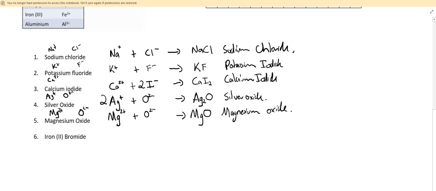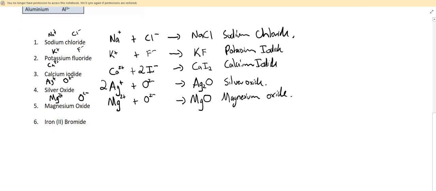Now you'll notice that we are not writing the charges on this side. When you get good at these, you can just do them in your head, but we never write the charges into the actual formula for an ionic compound. We always just write the ionic compound as the symbols, and a chemist will know that magnesium oxide contains magnesium ions and oxide ions. So we never write the charges in our ionic formulae.